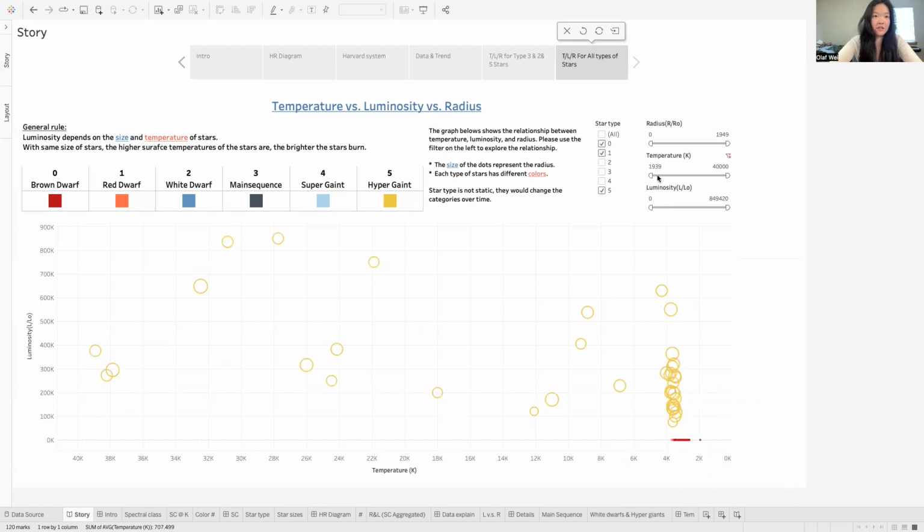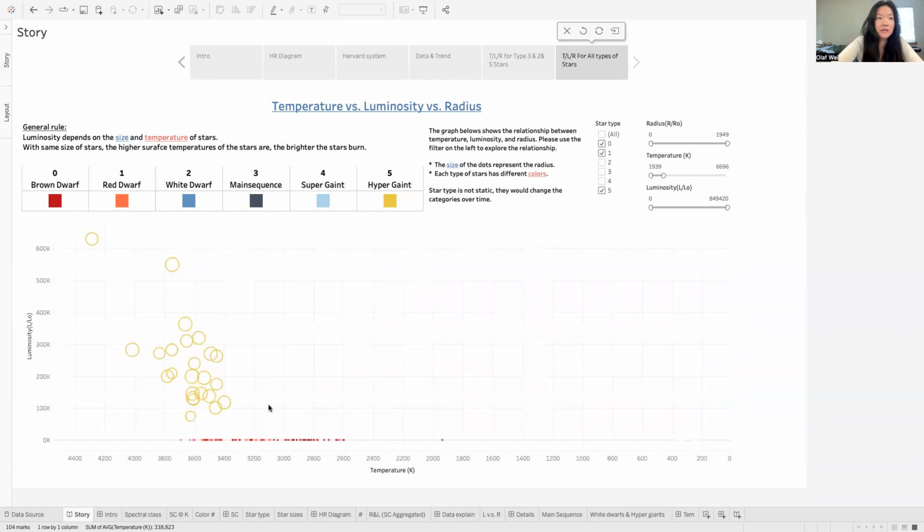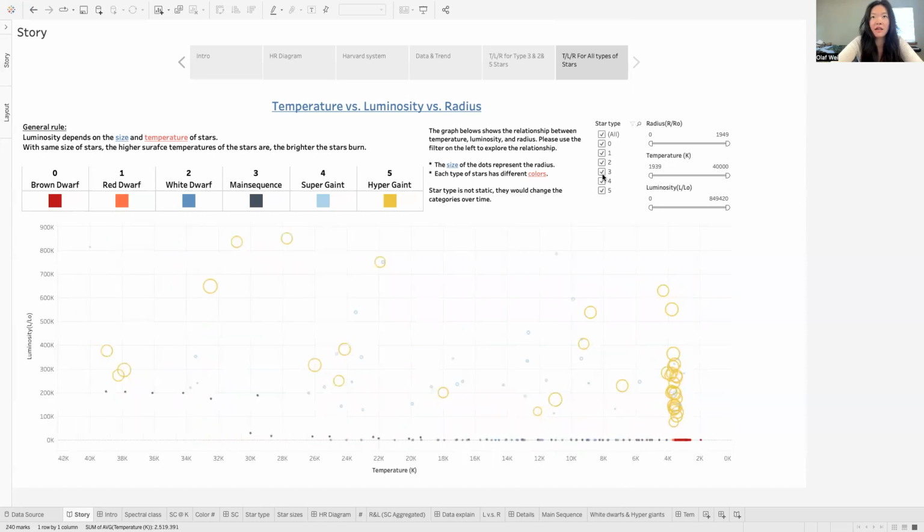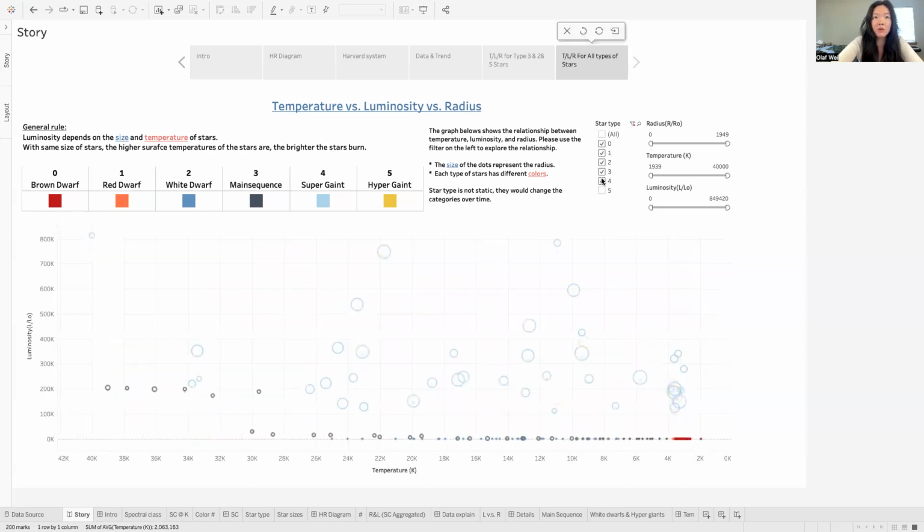And then you can explore the temperature if you want to. Let's say you only want to observe the temperature between 0 to 6,000 Kelvin. So you move this all the way down to 6,000. And then here, you can see this relationship. So basically use the filter to play around to see whatever you want to observe.